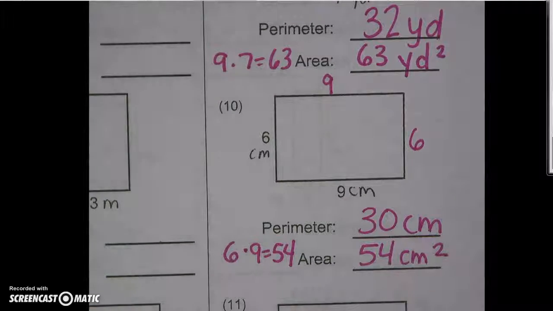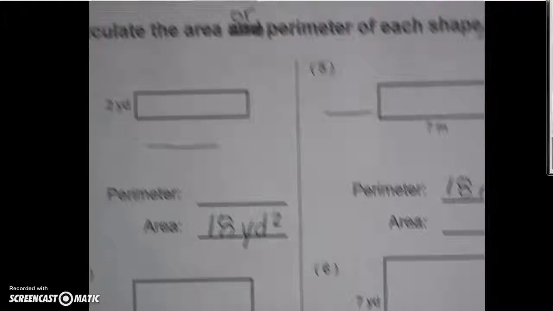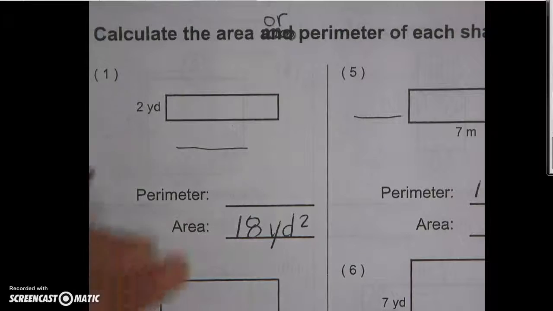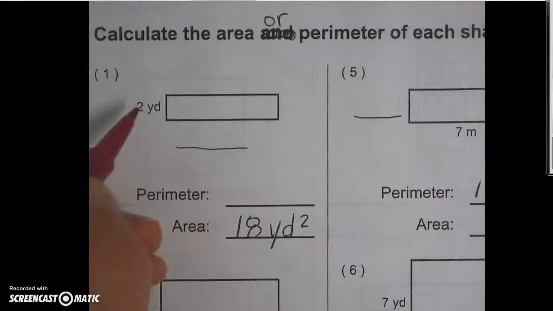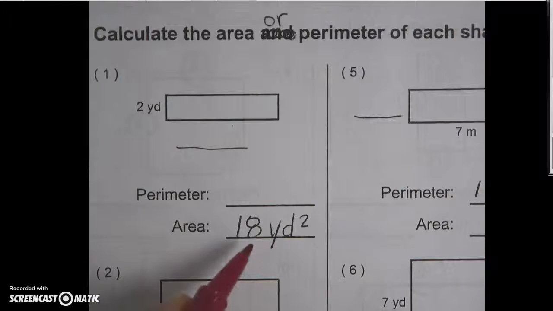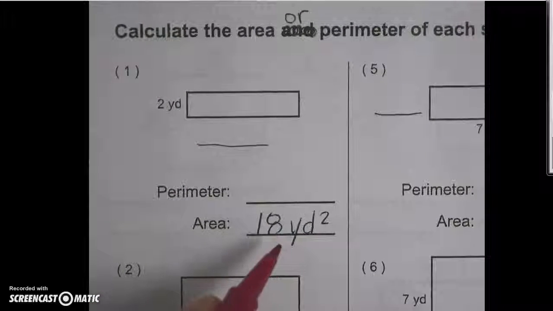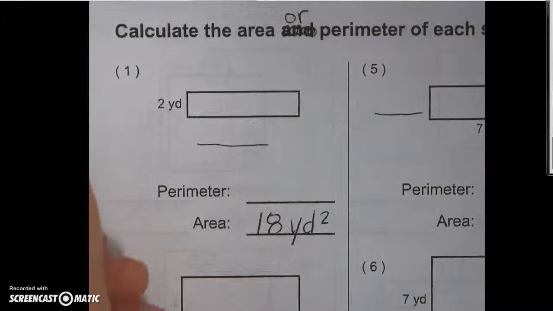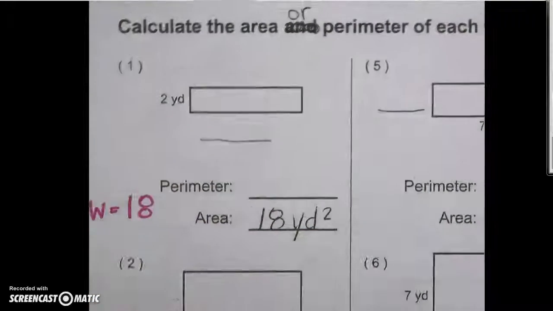Something else that you're going to have to do is find a missing side length when you know either the perimeter or the area. So we will look at a couple of those. Here I know that this side is 2 yards. I don't know what this side is, but I know that my area is 18 square yards. So that means that when I multiply my length times my width, it's going to give me 18.